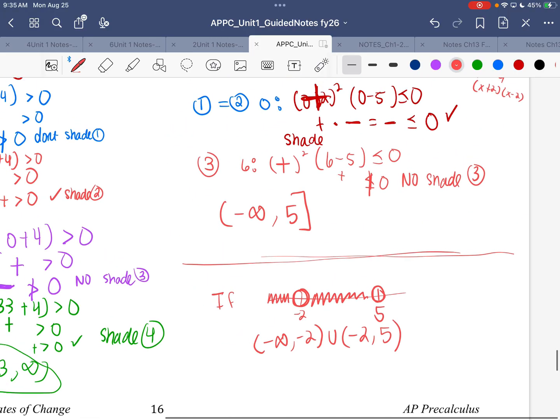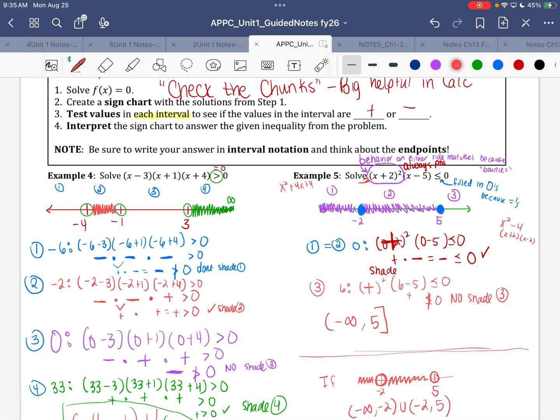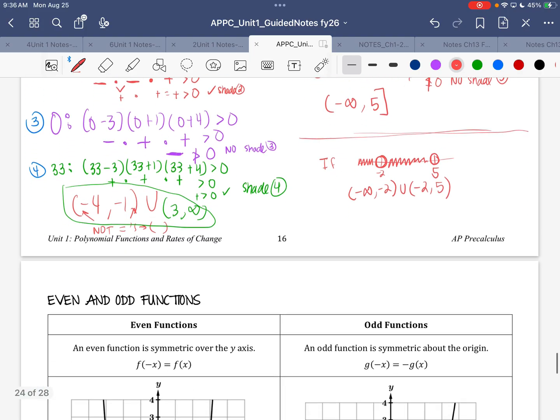All right, so checking the chunks is, I think, hard at the beginning because you're like, wow, this is new. This is something I've maybe never done before. But once you get the hang of it, it's really just plugging in values in between the x-intercepts and checking their signs. This is something that's so important when you get to Calc AB. In Calc AB, this is how we determine whether a function's increasing or decreasing. We look at the derivative and see where the derivative is negative. That's its slope. So where the derivative is negative, the function's decreasing. It's a huge part of calculus.